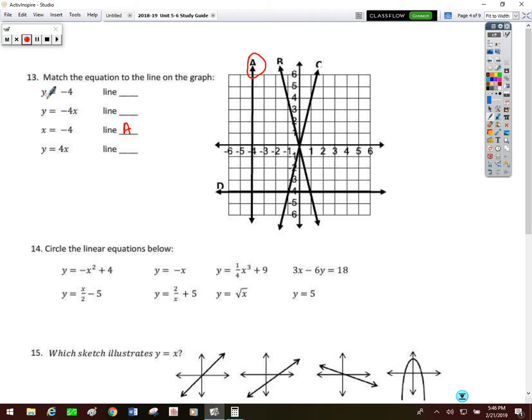This is a flat line. This is a horizontal slope. This is a zero slope. Excuse me, not horizontal slope. This is a zero slope, which is a horizontal line crossing the y-axis at -4. There it is. All right.